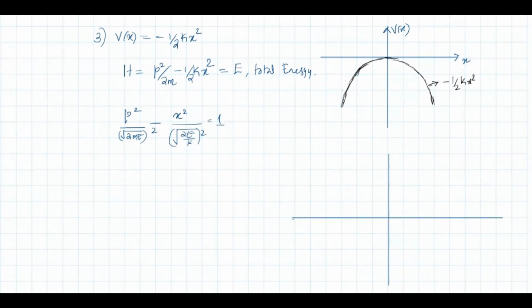We consider a graph with position x on the horizontal axis and momentum p on the vertical axis, and this is 0. You have to fix an energy value. Let it be this one. Consider an energy value like this. This is the total energy.